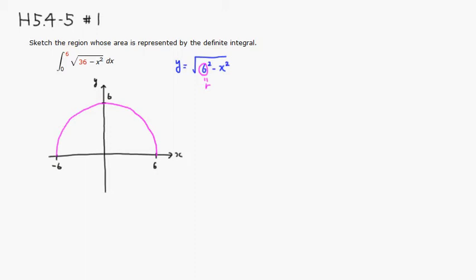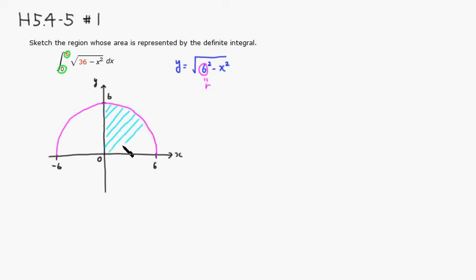Then we pay attention to the lower limit, which is 0, and the upper limit is 6. Which means that the region is going to start from x equals 0, which is right here, and go all the way to positive 6. So I'm going to just shade that region. Starting from 0, you go all the way to 6. So we are talking about this region right here.